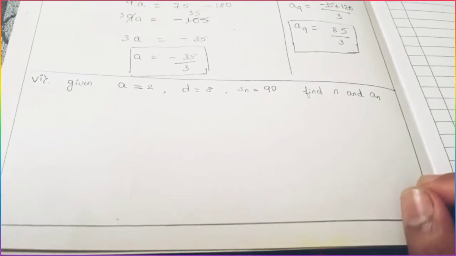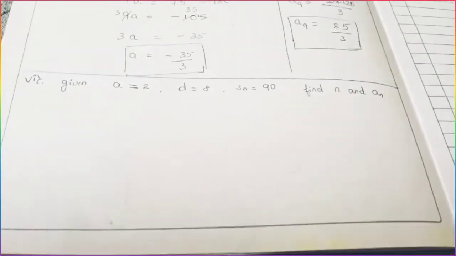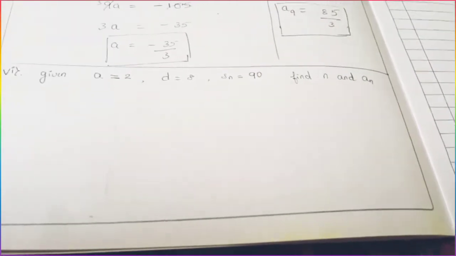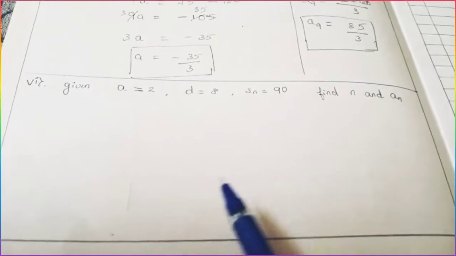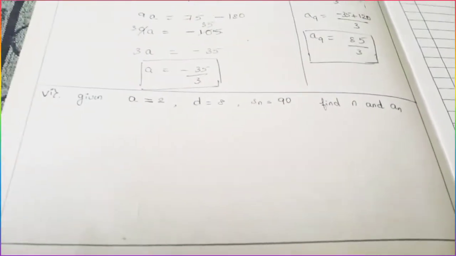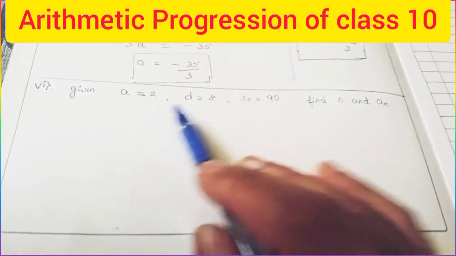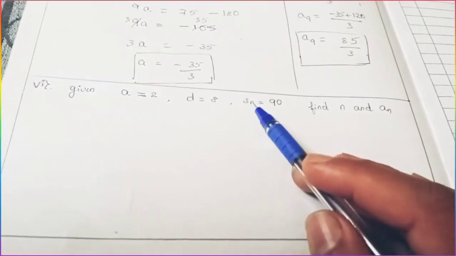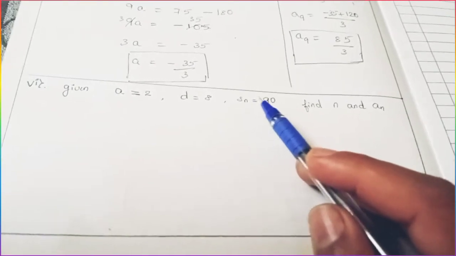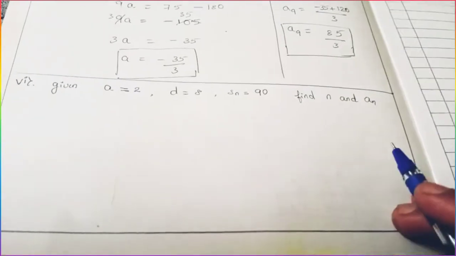Today we are solving the problem from the unit of Arithmetic Progression, exercise 5.3 in CBSE textbook and exercise 1.3 in Karnataka state textbook. It is main question 3 and sub question 6. The question is like this: given a equals 2, that is first term equals 2, d equals 8, common difference equals 8, Sn, sum of n terms, equals 90, find n and an. We need to find out the value of n as well as an.